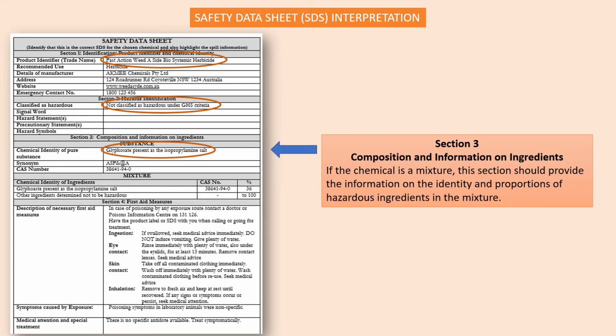In section 3, you will find information on the composition and information on the ingredients used in the chemical. If the chemical is a mixture, this section should provide the information on the identity and proportions of the hazardous ingredients in the mixture.